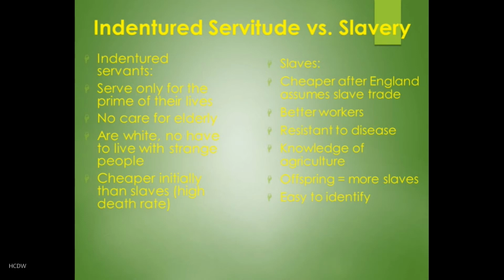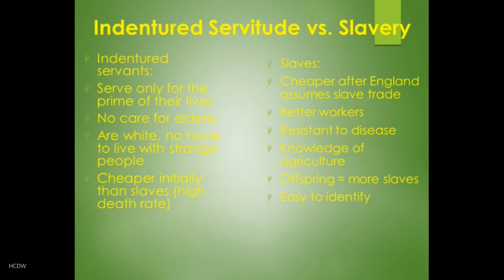Think about it: indentured servants served essentially only for the prime of their lives. You had the indentured servant for as long as the contract indicated, 4 years or 7 years, and then they are free. As an owner or a master, you don't have to worry about caring for infants. You don't have to worry about caring for the elderly.